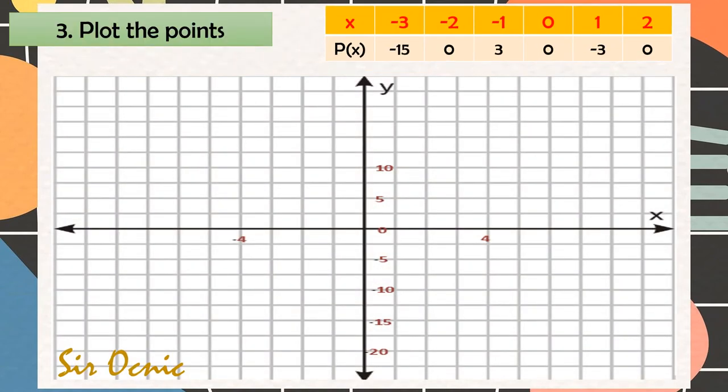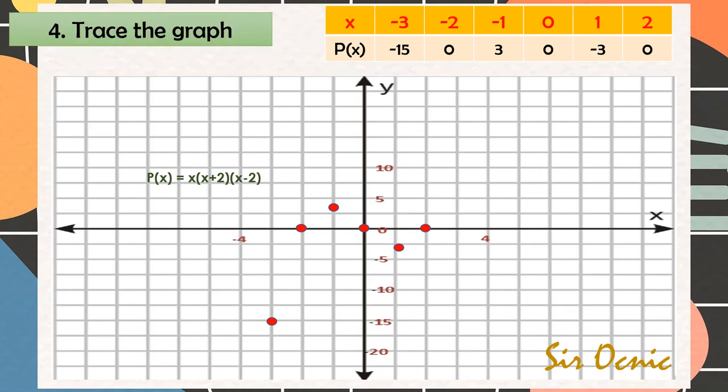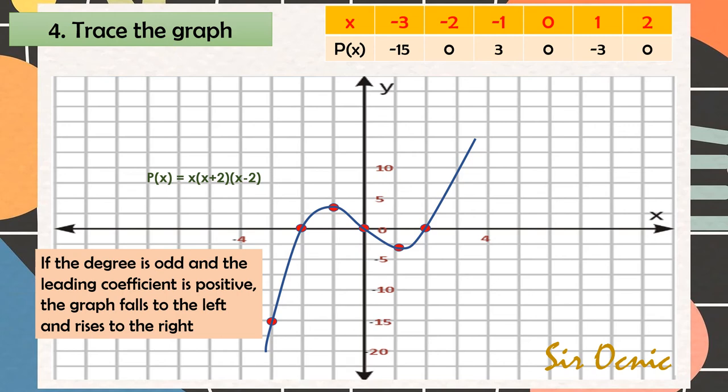Let us now plot the points in the Cartesian coordinate plane. We have negative 3, negative 15, negative 2, 0, negative 1, 3, 0, 0, 1, negative 3, and 2, 0. Tracing the graph of the given polynomial function, remember, if the degree is odd and the leading coefficient is positive, the graph falls to the left and rises to the right.